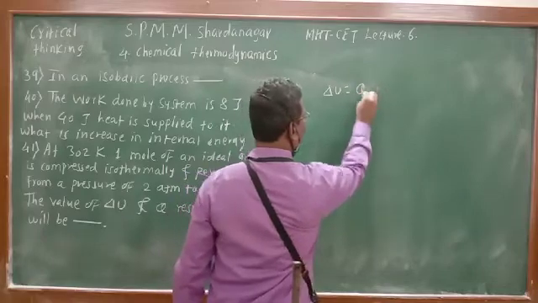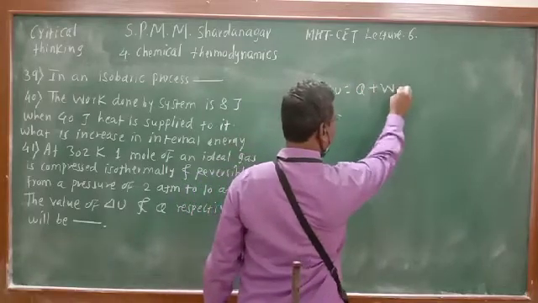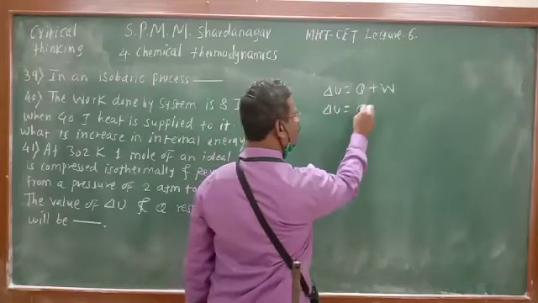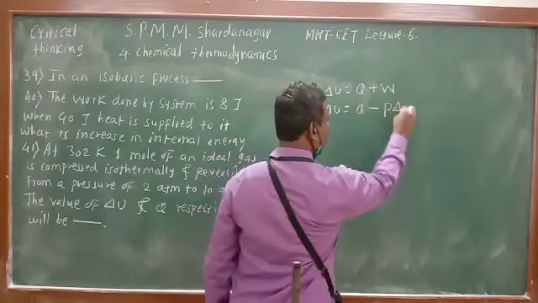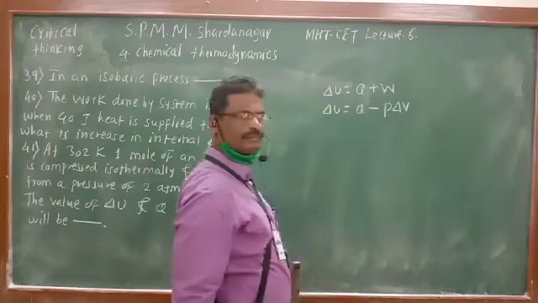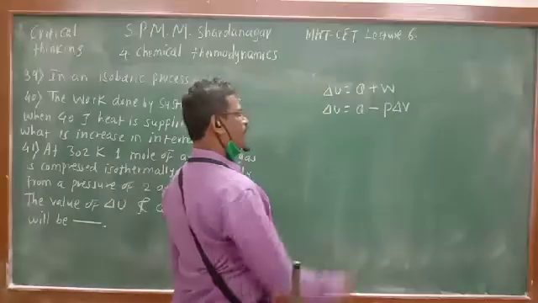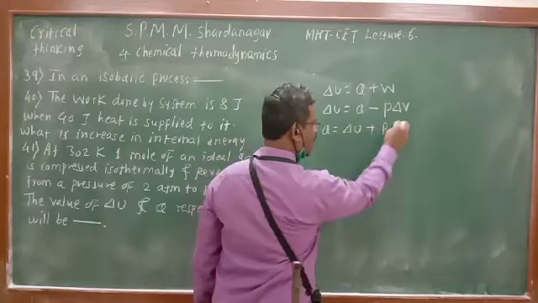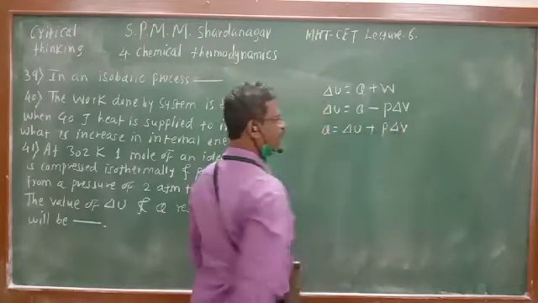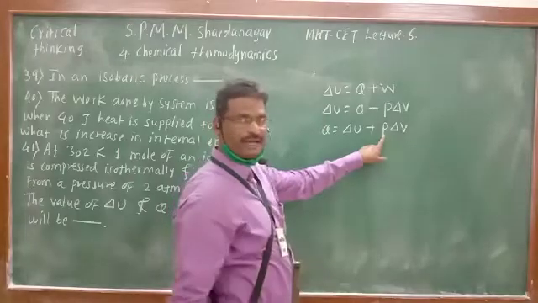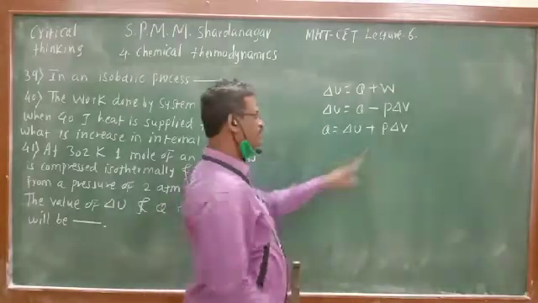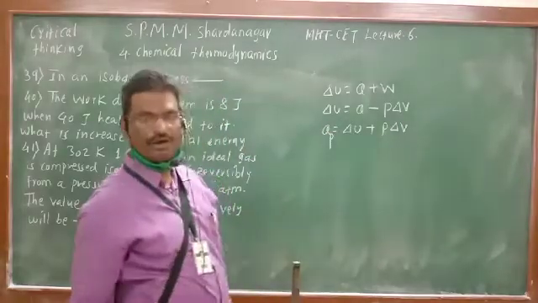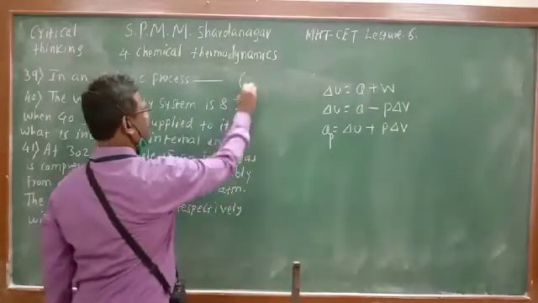Delta U will be equal to Q plus W. So here delta U will be equal to Q minus P delta V. From this equation, Q will be equal to delta U plus P delta V. Here pressure is constant. We are considering pressure as a constant factor. Therefore, Q is nothing but Qp. Therefore, option C is correct.